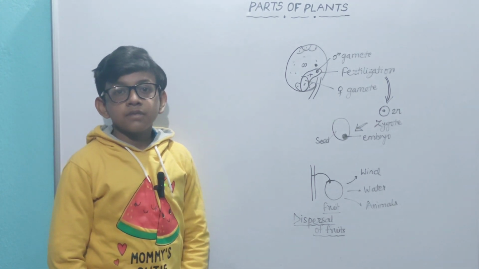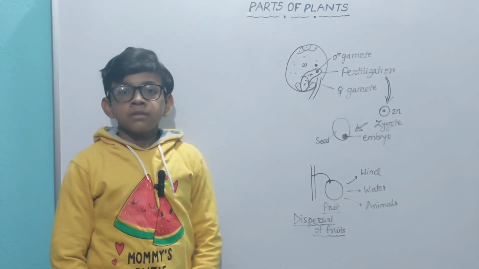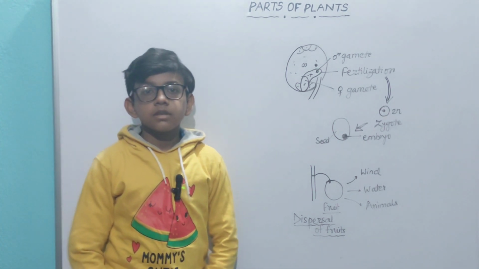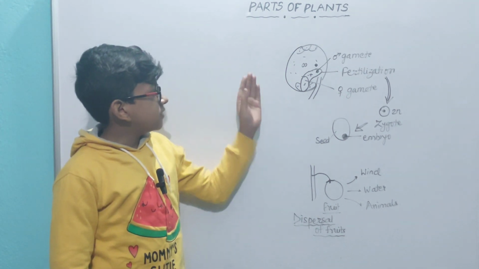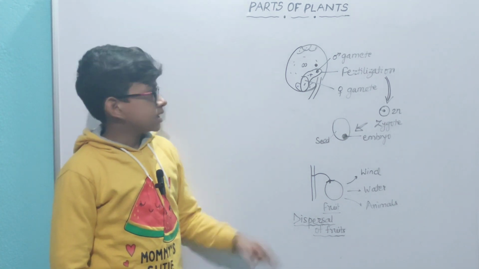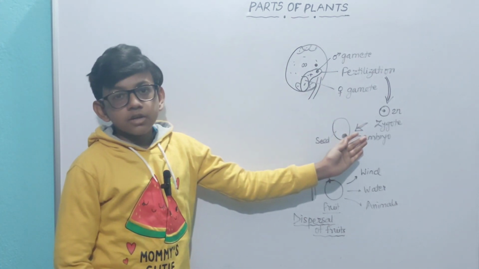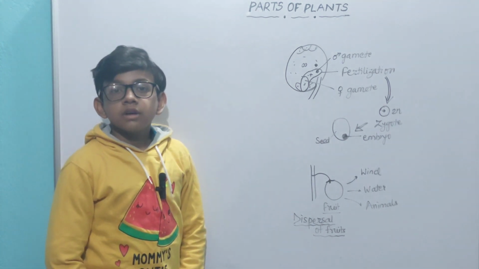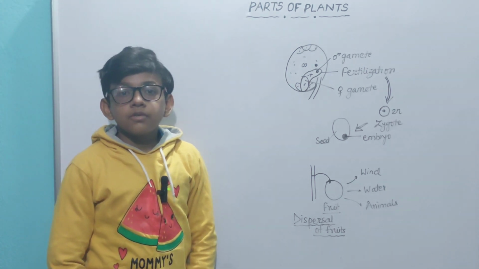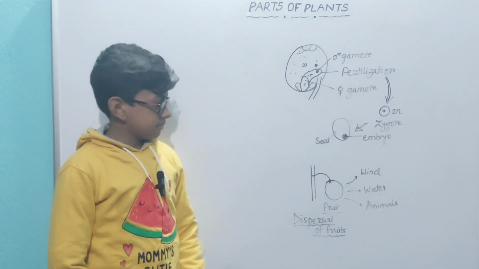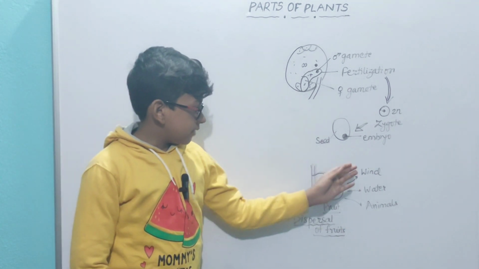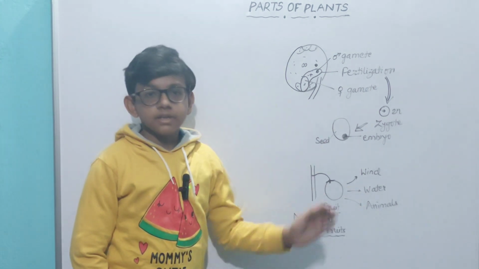Now let's know about the function of flower. The main function of flower is reproduction. Fusion of male and female gametes is called fertilization. During fertilization, gametes fuse to form zygote which further grows into embryo. After fertilization, ovule of the flower changes into seed and the ovary changes into fruit. This fruit is now dispersed by wind, water and animals.